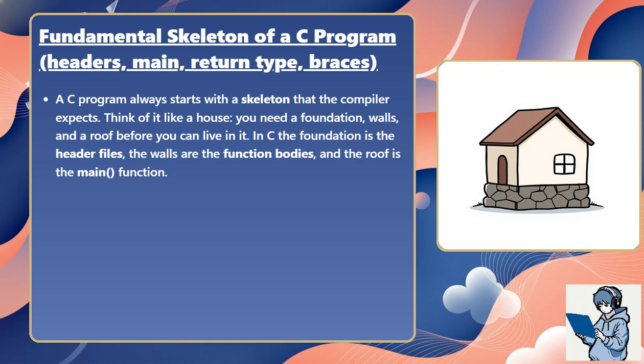A C program always starts with a skeleton that the compiler expects. Think of it like a house. You need a foundation, walls, and a roof before you can live in it. In C, the foundation is the header files, the walls are the function bodies, and the roof is the main function.